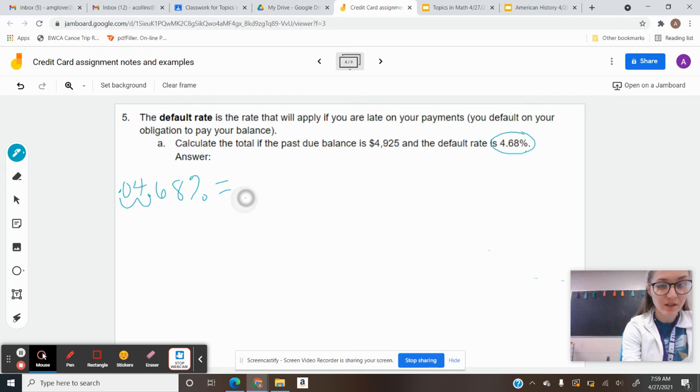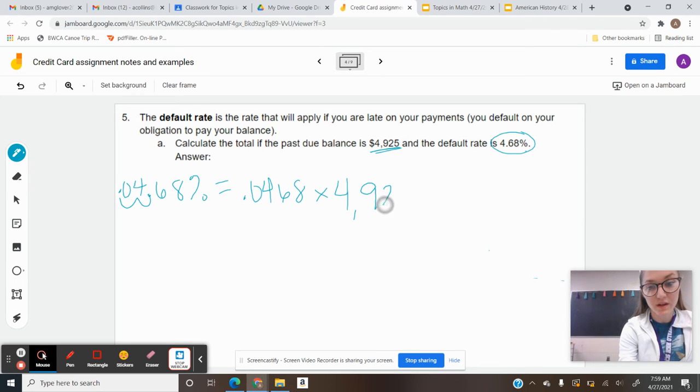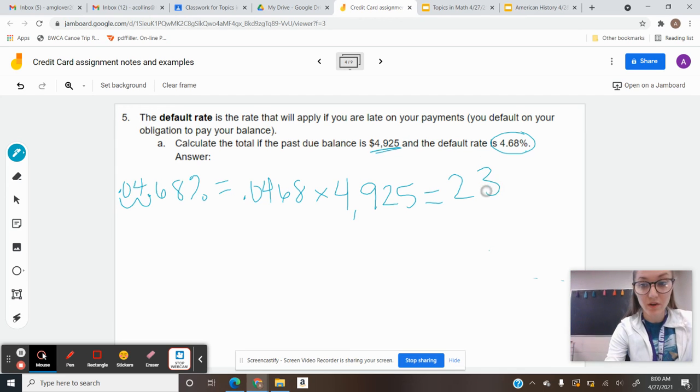So this percent actually equals 0.0468, and you're going to multiply that by your balance, which is $4,925. Whoo, that's a hefty past due bill. All right. And when we multiply that through, that's going to tell us how much that fee is just for being late. So that's not our total, it's just the added fee. And that's an extra $230.49. So that's the late payment fee.